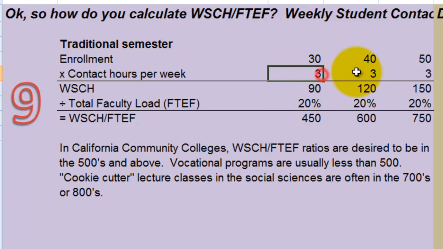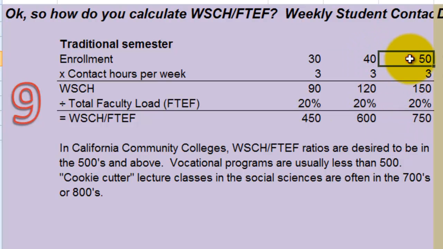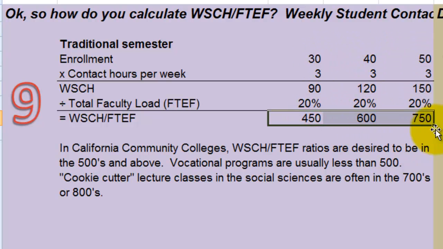Now if we take the same 3-unit class and we increase the enrollment from 30 to 40 students, that gets a WSCH ratio of 600. And if that class has 50 students in it, then the WSCH value goes up to 750. So as you can see, these enrollment numbers significantly affect the WSCH per FTEF.